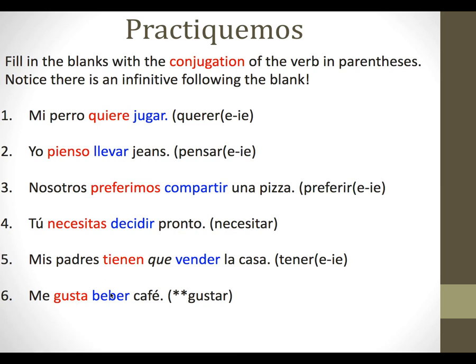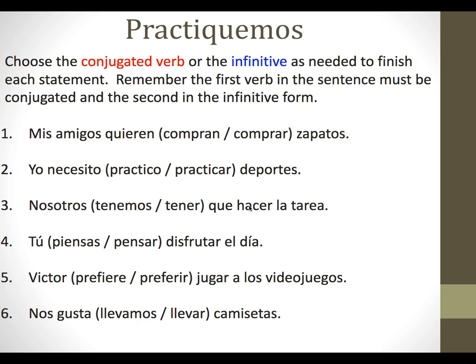All right, let's do a little bit more here. It says choose the conjugated verb or the infinitive as needed to finish each statement. Remember, the first verb in the sentence must be conjugated and the second one in the infinitive. So an easy way to see this, guys, is that you'll have a subject. Notice here, mis amigos, yo, nosotros, tú, Victor. You have a subject, okay? Following that subject should be the conjugated verb and then an infinitive, to say what people want to do or need to do or plan to do.